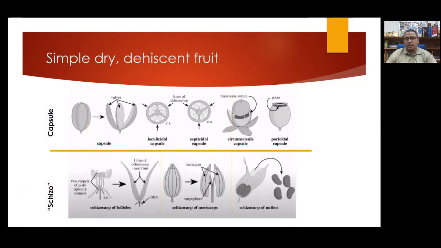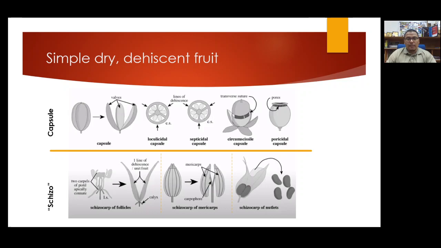A few more simple dehiscent fruits. This looks like a very complex slide, so I want to simplify a little bit. Mainly, we are going to look at the ones on the top here. All these we can call capsules, but there are different forms of capsules. How do they differ from each other? They differ in the way that they open.